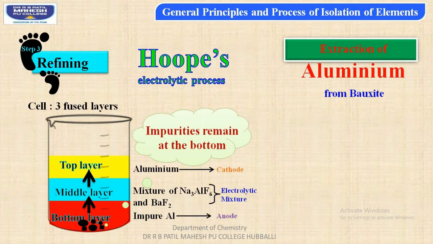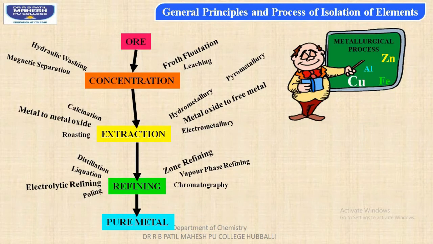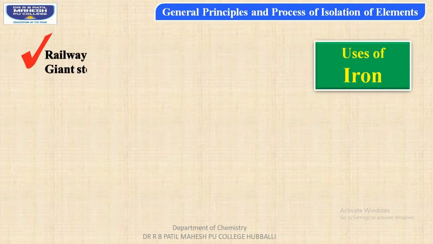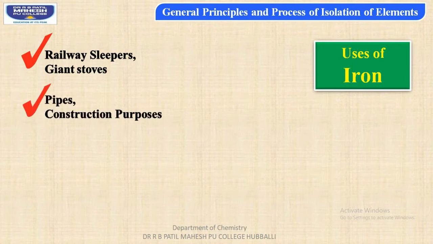in the topmost layer. Now let us study the metallurgical processes involved in the extraction of iron. Iron metal can be used in railway sleepers and in giant structures. It can be used in the manufacture of pipes and in construction purposes, and in making various alloys such as steel.